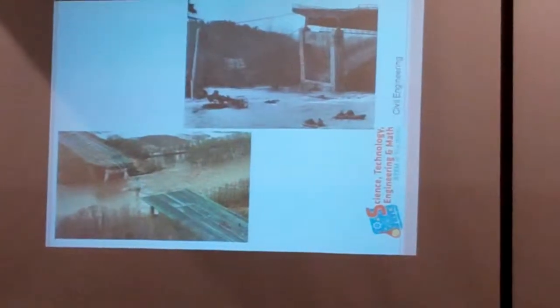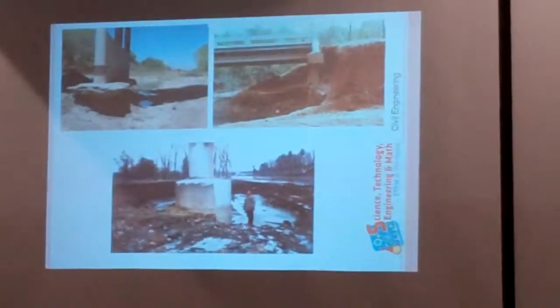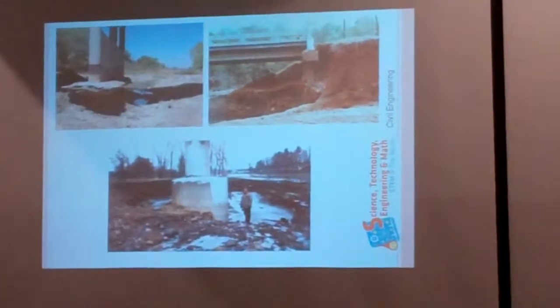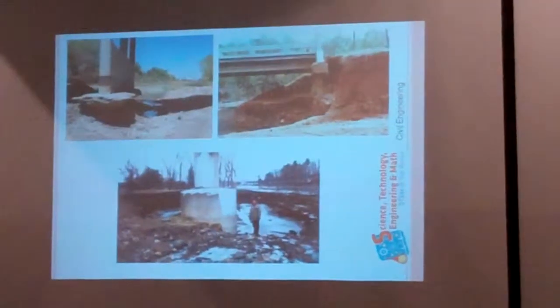Next one is a bridge in New York. This was a scour failure. Water came up and washed out the foundation, and the bridge collapsed. Since that time, these are types of scour. This is what water can do when you don't protect your substructure from scour.